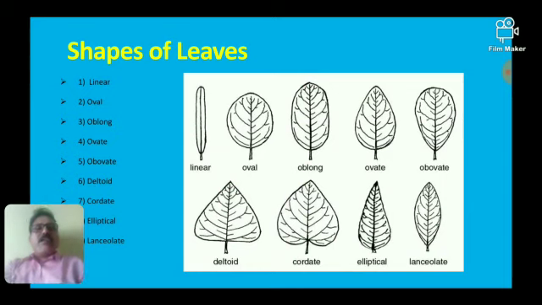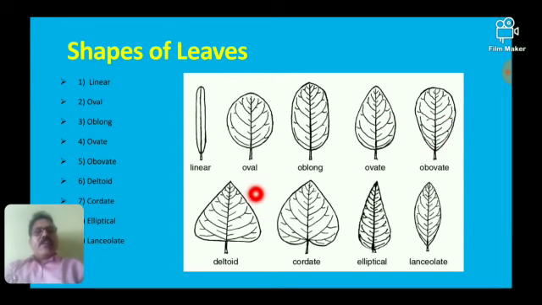Let's focus on the different kinds of the shapes of the leaves. There are so many different shapes. There is a very big diversity in regards to the shapes of the leaves. There are the different shapes of the leaves. They may be linear. This is linear. This is an oval type of the shape of the leaf. This is oblong. This is ovate, somewhat broader at the base and tapering towards the apex. And some of them are the obovate.